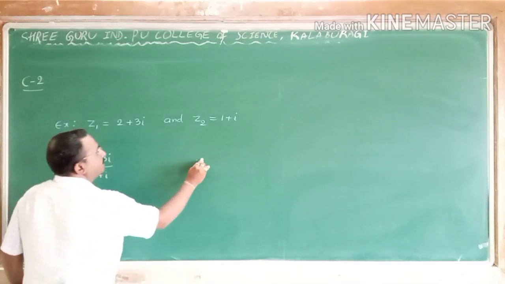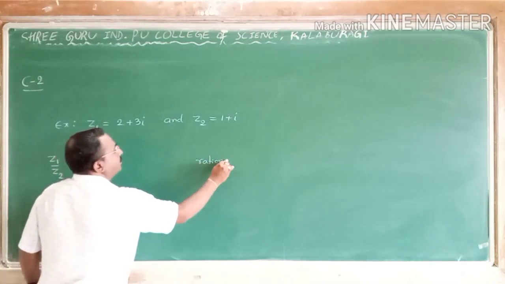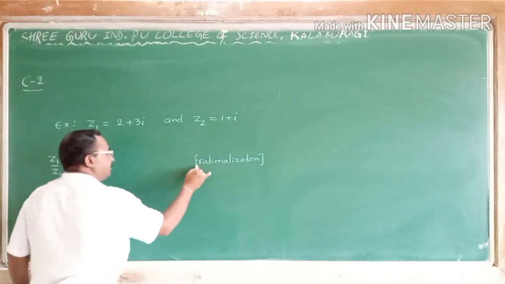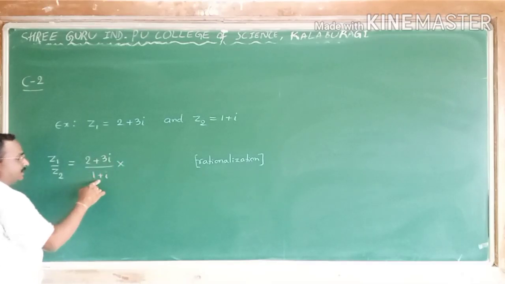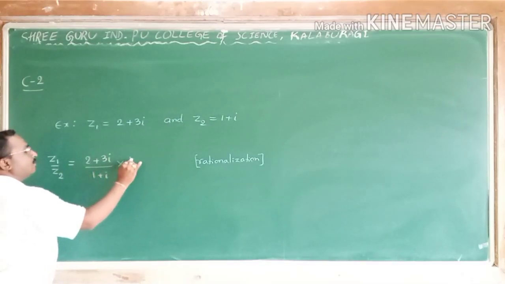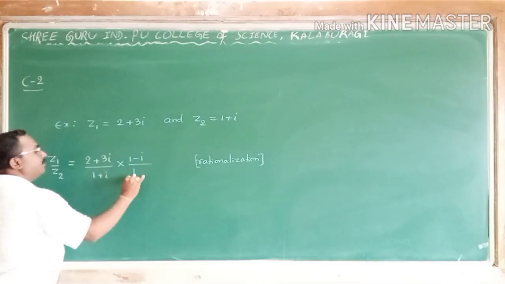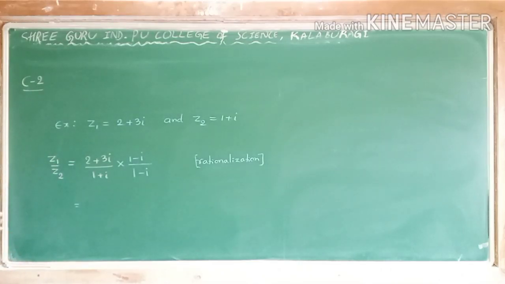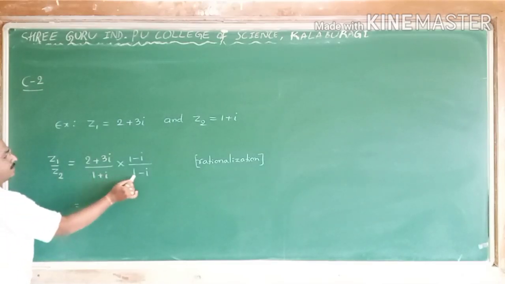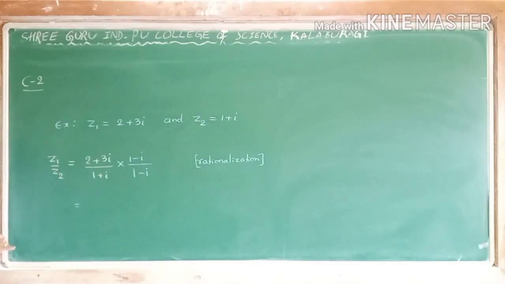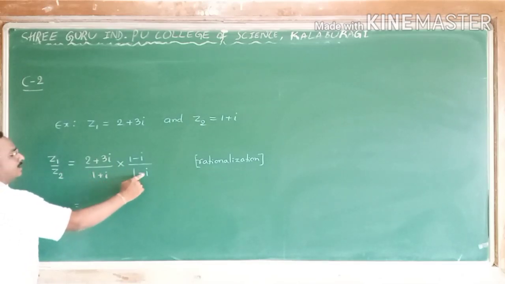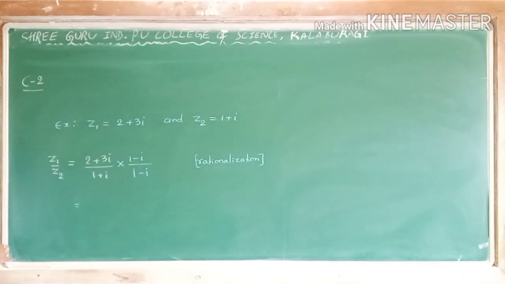Rationalizing this one, the rationalization method. Here in the division, rationalize the denominator: 1 plus i becomes 1 minus i divided by 1 minus i. According to the procedure, multiply numerator and multiply denominator. Otherwise, there is one formula: a plus b, a minus b, a square minus b square. This is a, this is b.